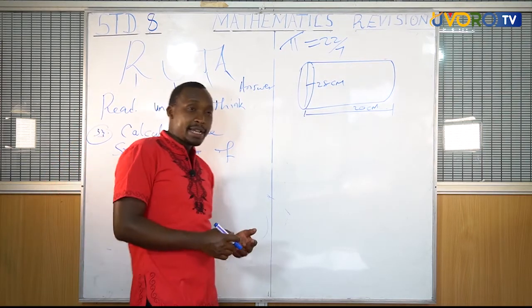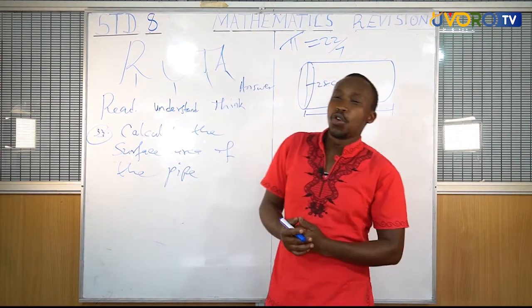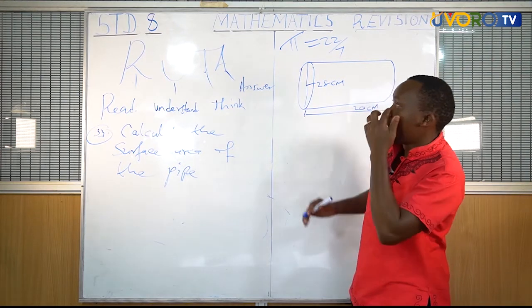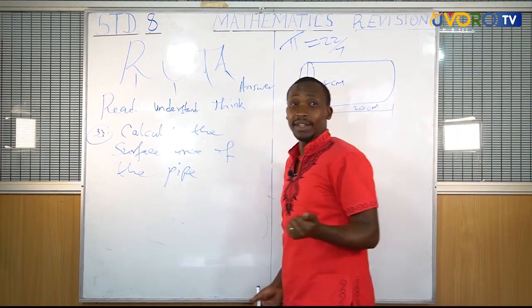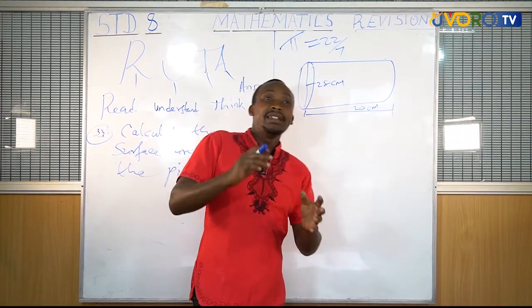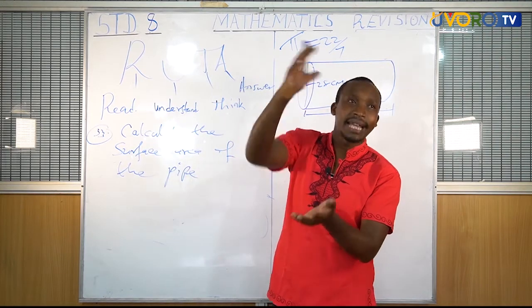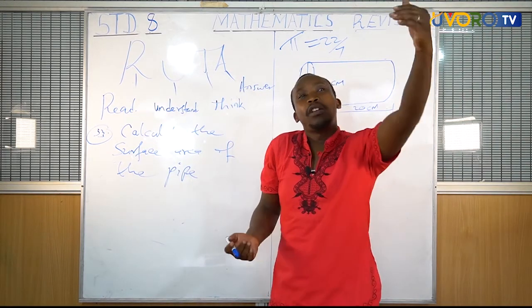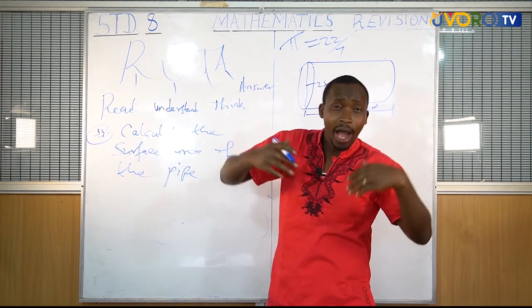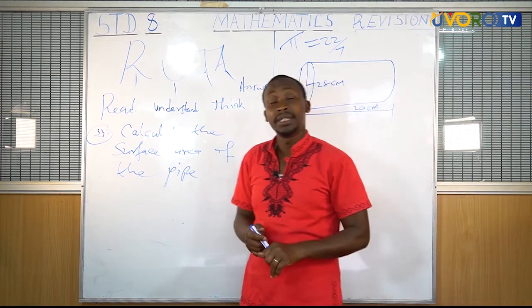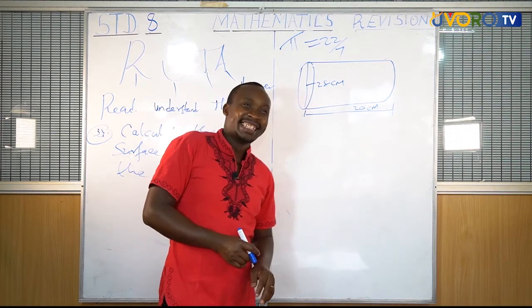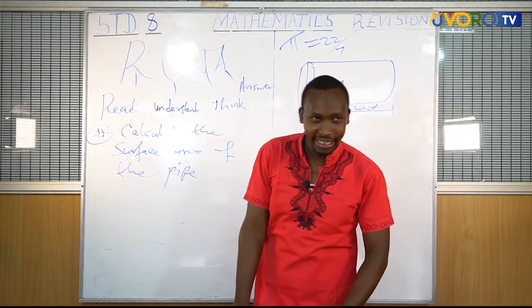Somebody tell me, how can we solve this sum using our formula? Somebody give us the formula for calculating the surface area of a pipe. The surface area of a pipe is only the curved surface, because the pipe is open on one side and also open on the other side. So what is the formula for calculating the surface area of a pipe? Somebody saying pi r squared. That is a trial.